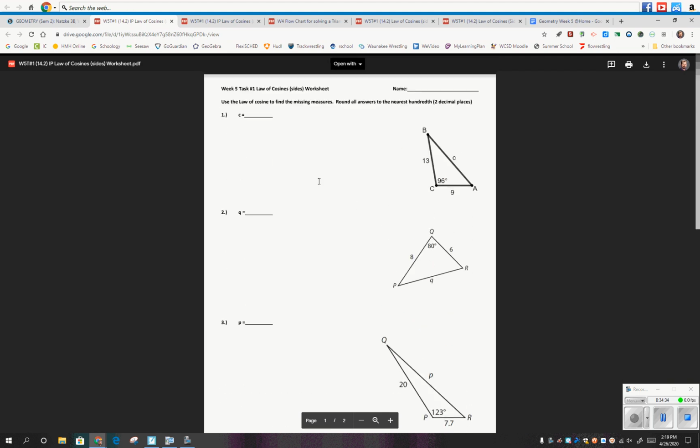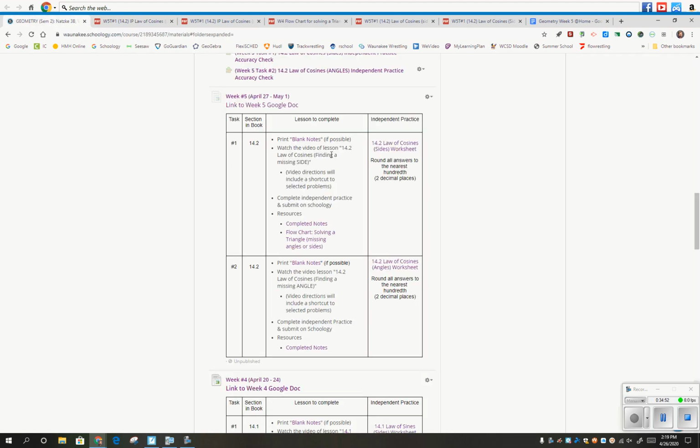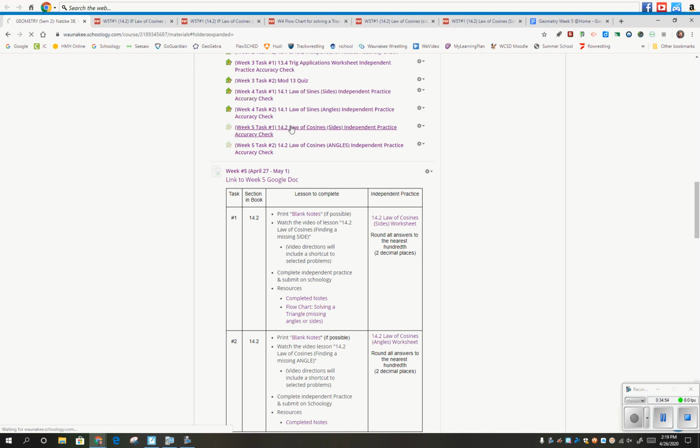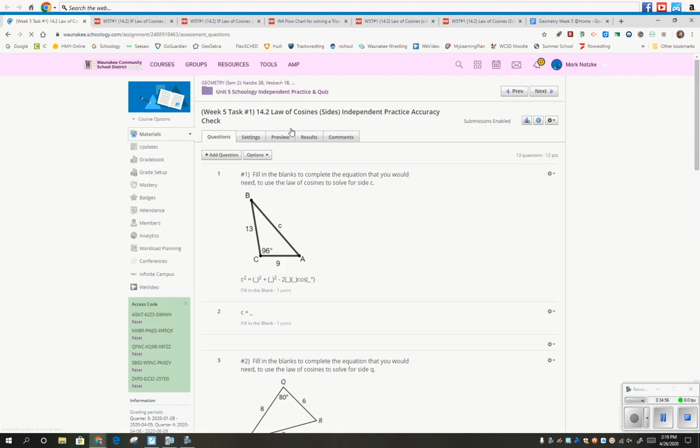Again, as I pointed out, notice number 2 and 3 are triangles PQR. I'll label them ABC instead of PQR, so A is P, B is Q, R is C, and go from there. When you're done, there's one thing I want to show you about the independent practice.